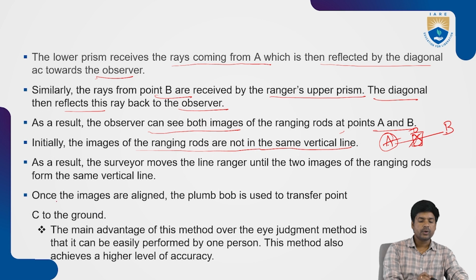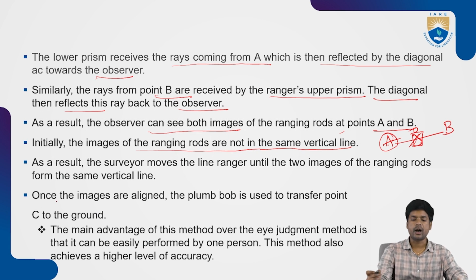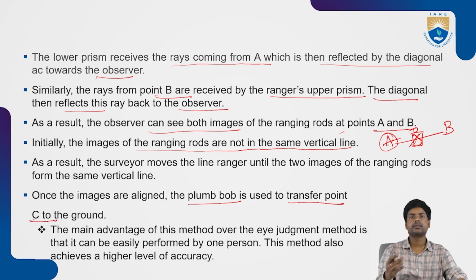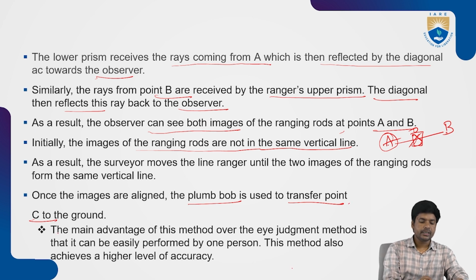Once the positions of the ranging rods at point A and point B are aligned, we use the plumb bob to transfer that point onto the ground. After positioning the intermediate point, we use the plumb bob so that the point is transferred to the ground. The main advantage of this method over the eye judgment method is that it can easily be performed by one person.